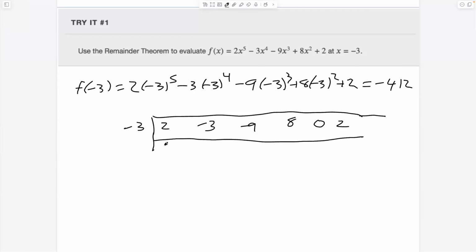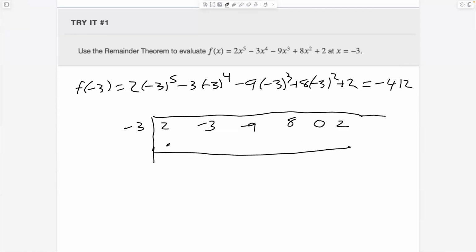Now, the first one comes down. Maybe I should leave a little more space there. First one just comes straight down. Then from now on, we multiply, add, multiply, add. -3 times 2 is -6. Adding straight down, -9. -3 times -9 is +27. Adding straight down, we get 18. -3 times 18 is -54. Adding straight down, we get -46.